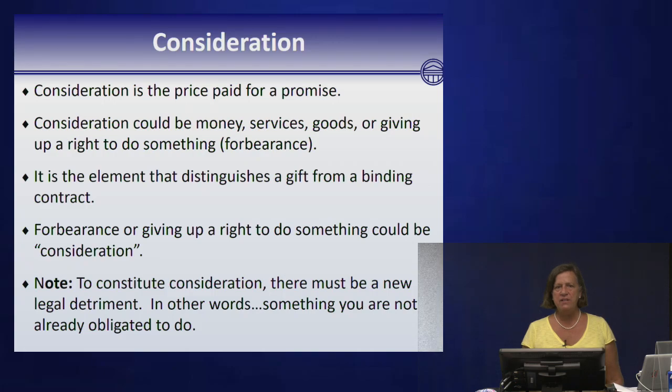Remember that forbearance, or giving up a right to do something, could be consideration, and the case that we went over in class involved William Story Sr. giving $5,000 to William Story II in exchange for a promise to forbear or to give up gambling, smoking, drinking, cursing, and fighting until he was 21 years old.